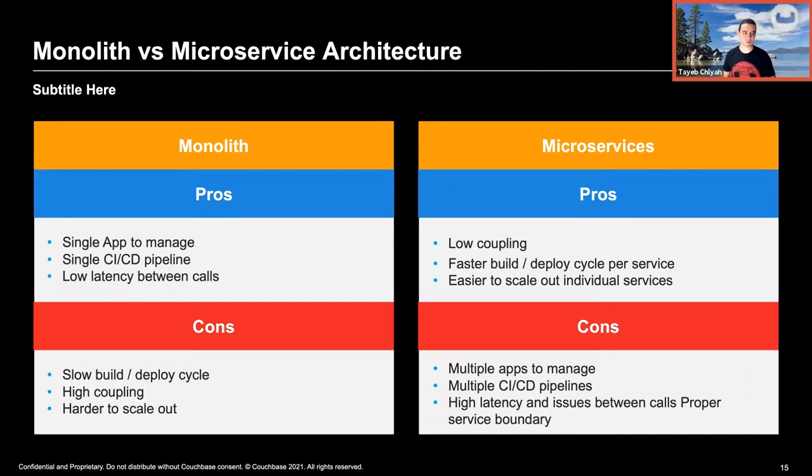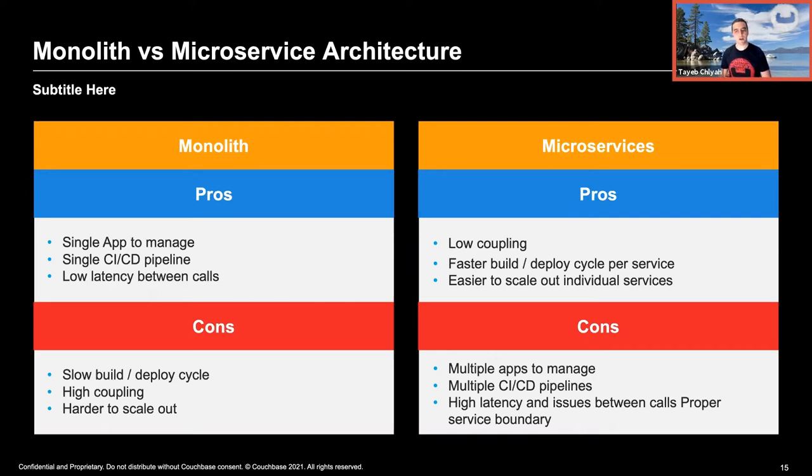Monolith is just one single app to manage with only one single CI/CD pipeline and low latency between calls. But as the application grows, the build and deployment cycles become slower. You have high coupling between components, and it is much harder to scale out.